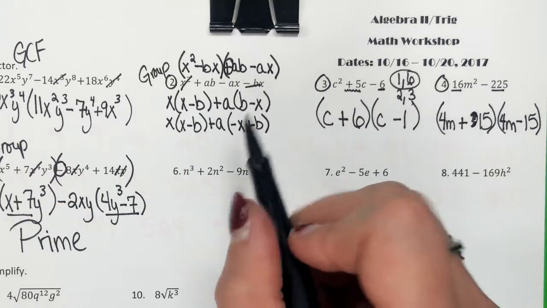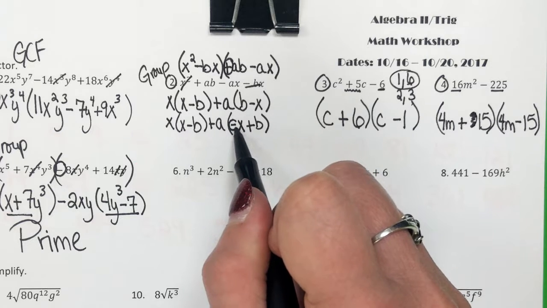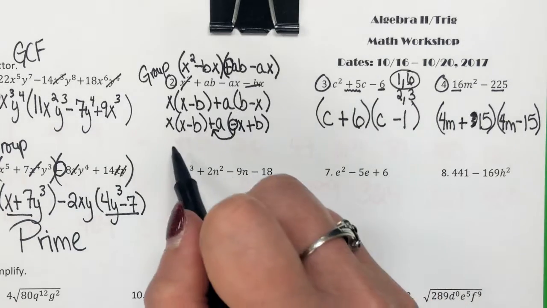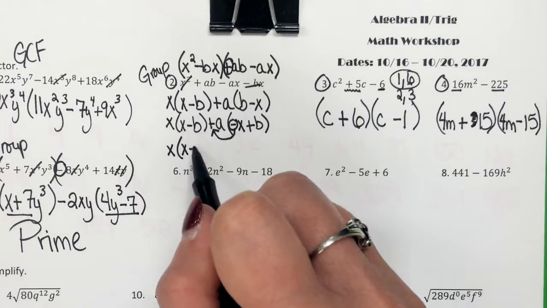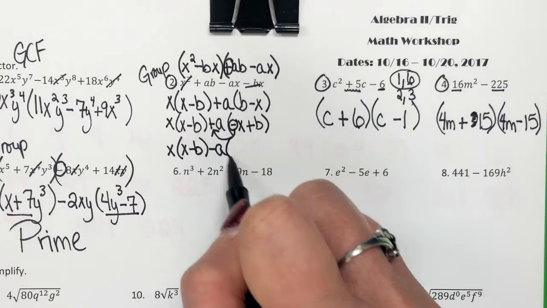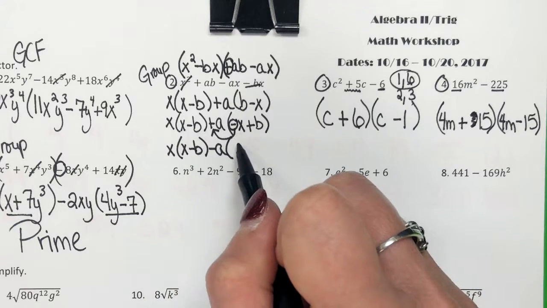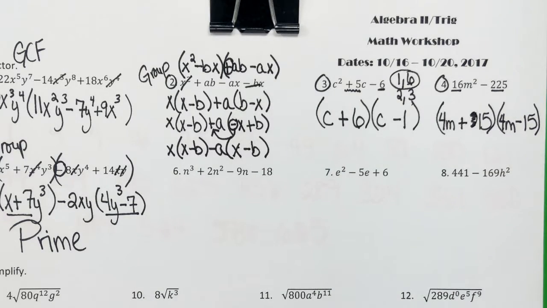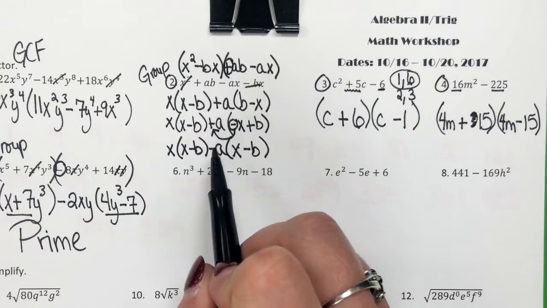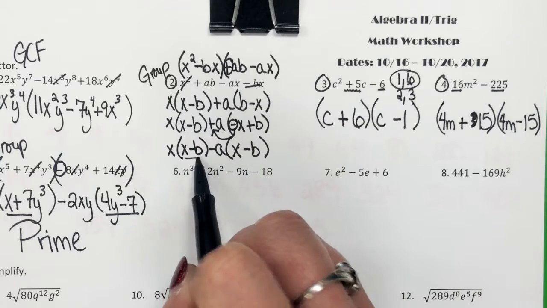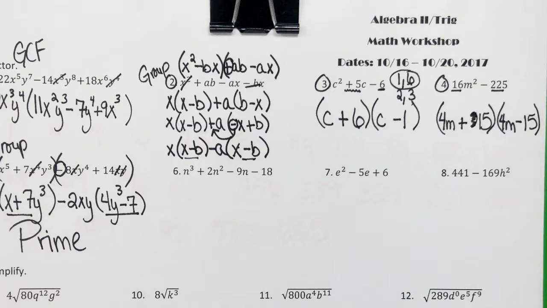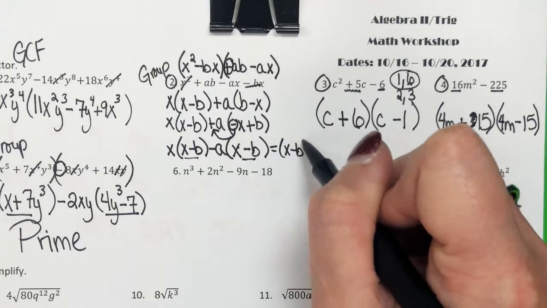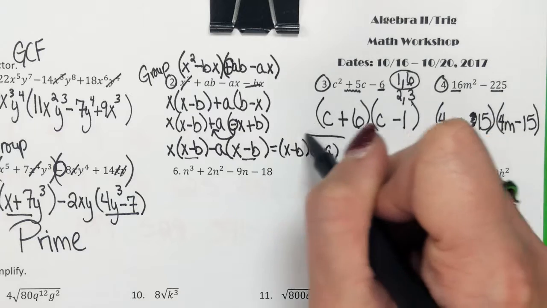And remember that we never, ever wanted this leading term to be negative, so we can take him out to the front, and that would be a negative a, positive x, and a negative b. Changes all the signs. When I bring this out front, it changes all those signs. And now they're the same. Alright, so what I'm going to write is x minus b and x minus a.